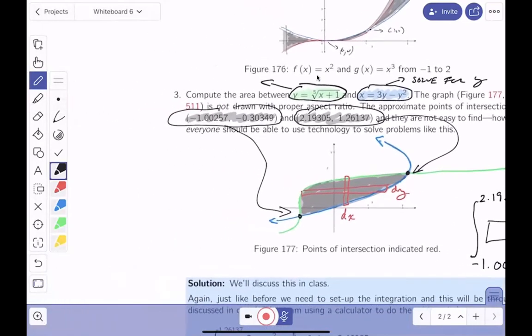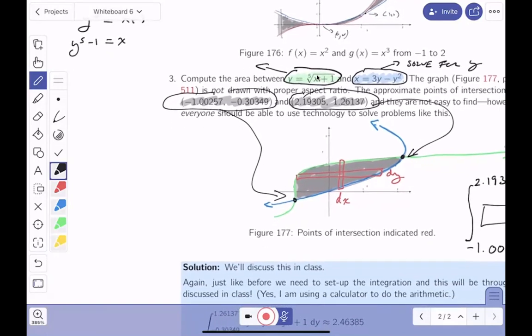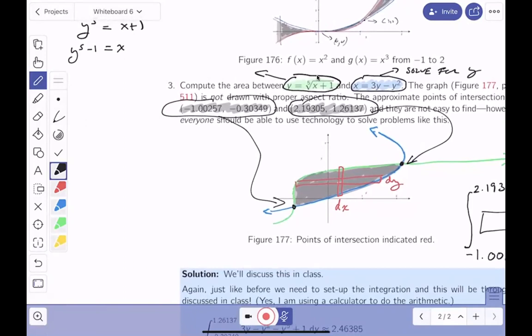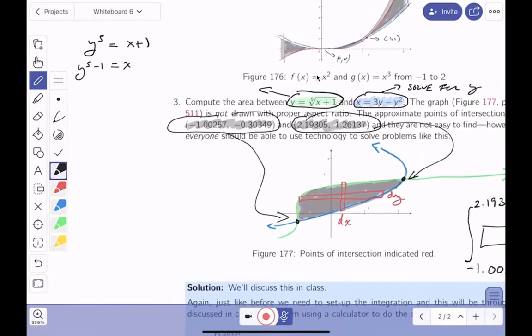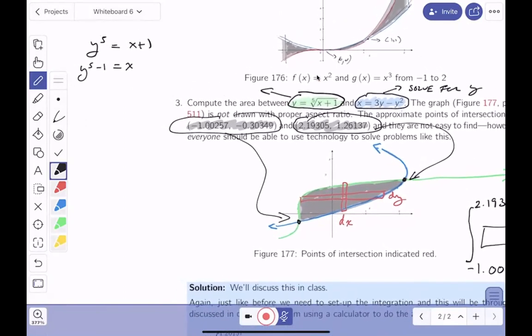So what do you get? Let's put that down. y to the 5th power equals x plus 1, right? And then what's x equal to? x would equal y^5 minus 1. All right, let's go back to the graph. And I'm starting to think I'm going to be doing the dy's. And why is that? I know what x upper is and x lower is. Let's talk about x upper here.